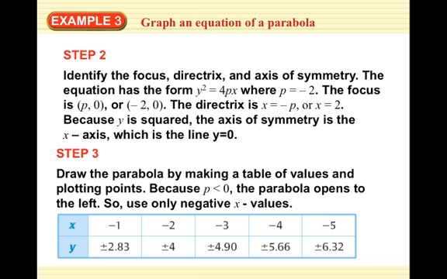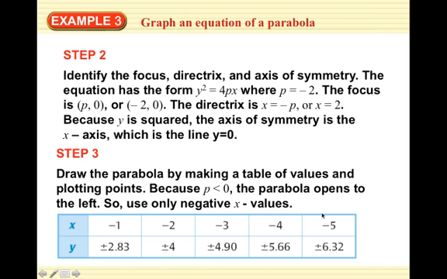And that created just a whole bunch of points. So, for instance, right here we have the points (-1, 2.83) and (-1, -2.83). Here we've got the points (-2, 4) and (-2, -4). So each one of these actually represents 2 points. So when you go to plot this, you've got a whole bunch of points.